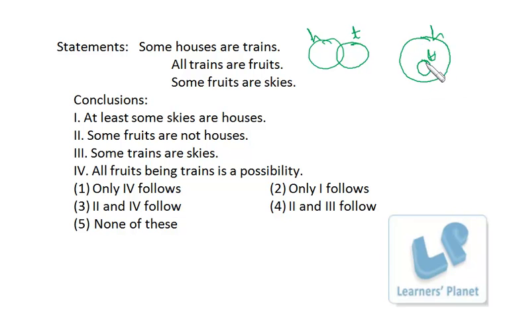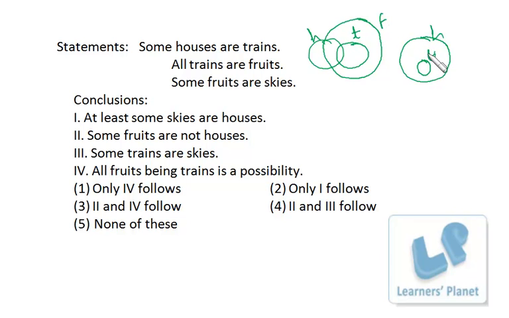So some houses, this is the circle of house, this is the circle of train. So some houses are trains. So this is a possibility, this is a possibility. We have taken this possibility a lot many times, and this is also a possibility, right? Because these days the questions based on these possibilities are also being asked in various exams, right? So we have to be clear with both the possibilities. Then all the trains are fruits.